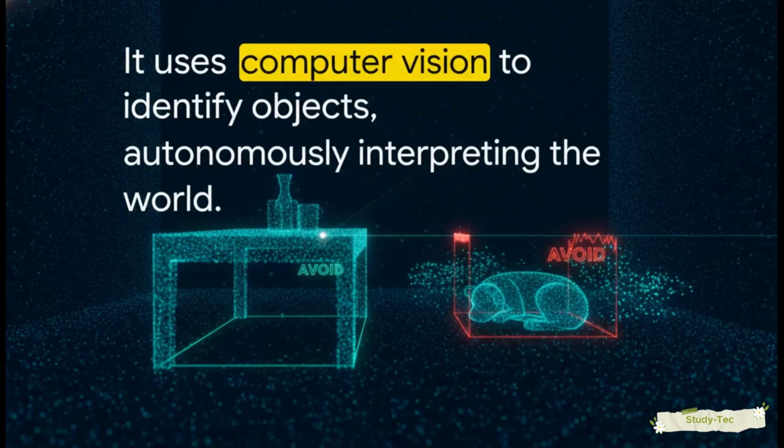To wrap up our vacuum analogy here, a deep learning vacuum doesn't just map a room. It uses a camera, computer vision, and neural networks to actually identify objects in real time. It processes raw pixels to understand the difference between, say, a table leg, which it should clean around, and a sleeping dog, which it should absolutely avoid. It is interpreting the real world autonomously.